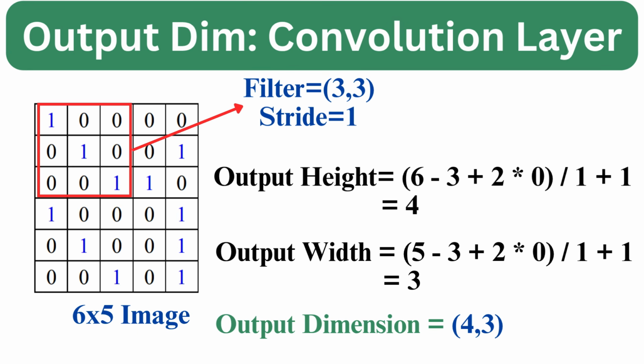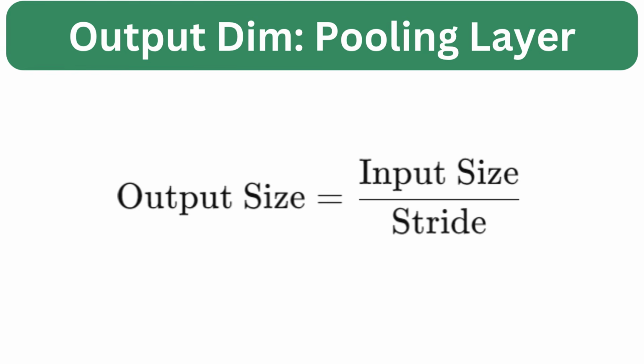Now let's discuss how we calculate the output dimension for a pooling layer. Calculating the output dimension for a pooling layer is much simpler because in the pooling layer the filter size and the stride are always the same.